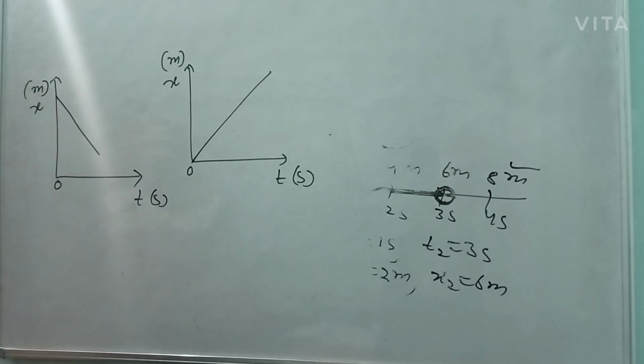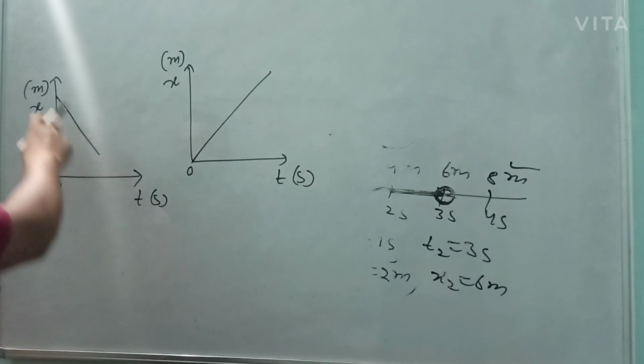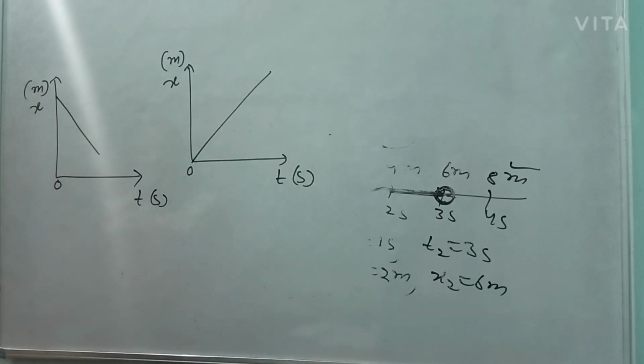If the graph is like that, I mean with time position is decreasing, I mean when time increases, position decreases. Means what? That is your negative velocity. This represents, students, negative velocity because time increases, position decreases.